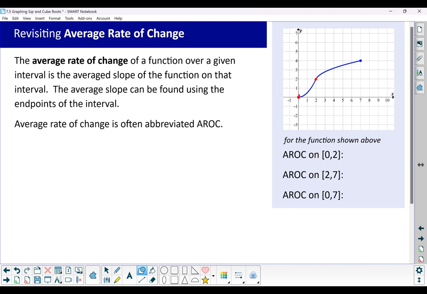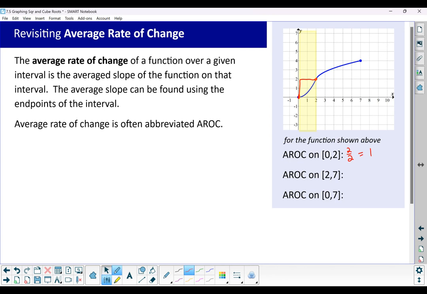We're talking about this slice of the coordinate plane, and so we're talking about that slice of the function. If I'm just thinking about that slice of the function, the average rate of change would be that it's going up 2 over 2. And 2 over 2 is the same as 1.